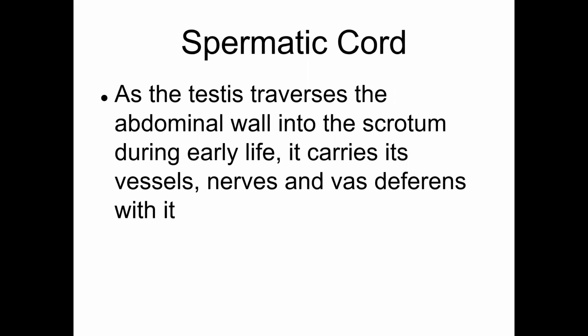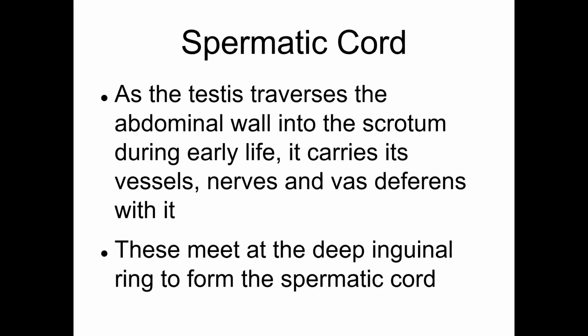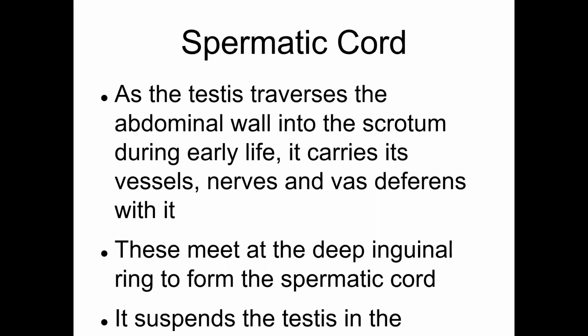As the testis traverses the abdominal wall into the scrotum during early life, it carries its vessels, nerves, and vas deferens with it. These meet at the deep inguinal ring to form the spermatic cord. It suspends the testis in the scrotum.